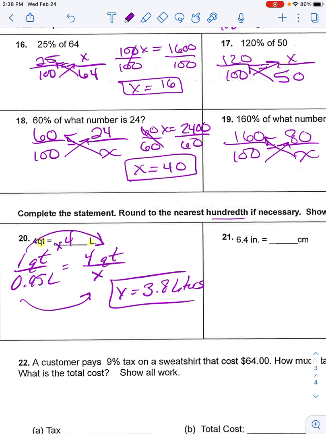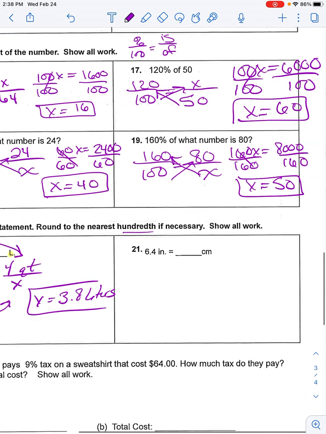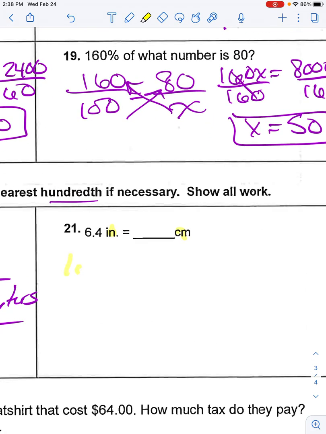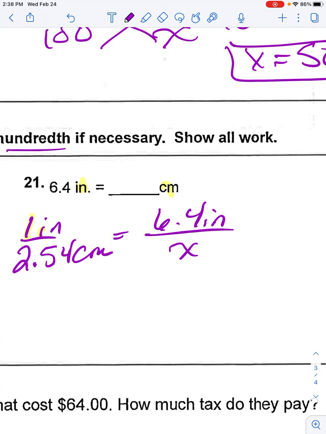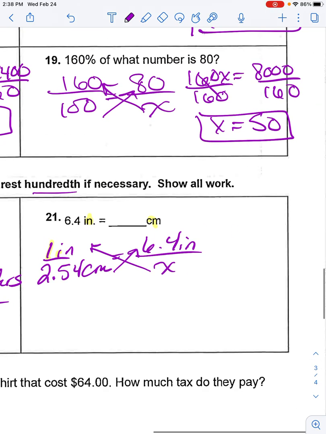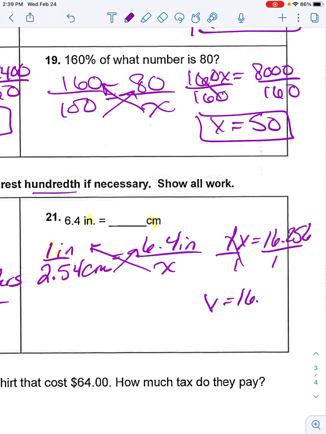0.95 times 4. Okay. Inches to centimeters. I have 1 inch to 2.54 centimeters. And we want to know 6.4 inches is how many centimeters. Okay. We can do cross products and get 1x equals 16.256. Divide by 1. Hundredths. Guys, 16.26 if you round to the nearest hundredth centimeters.